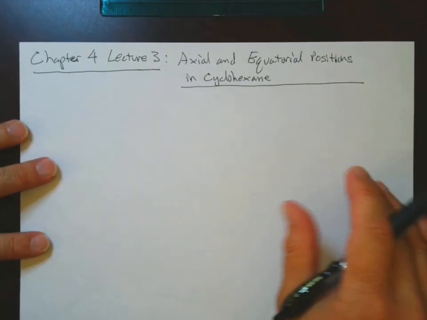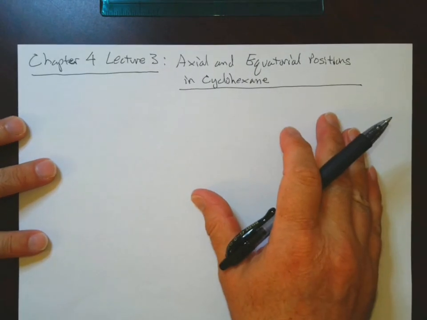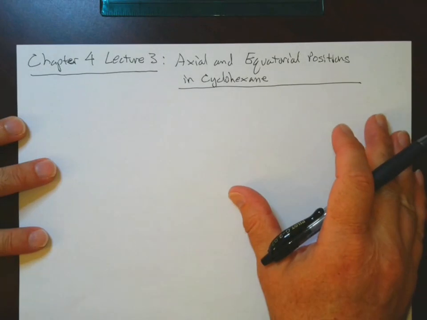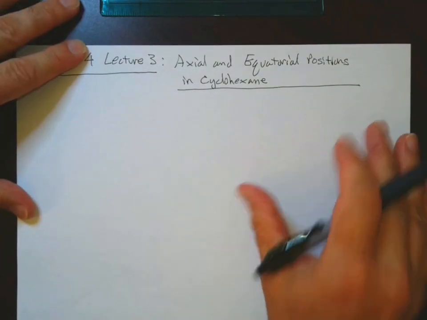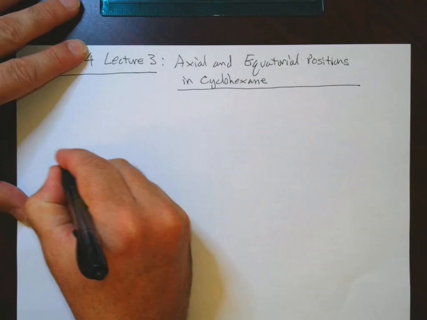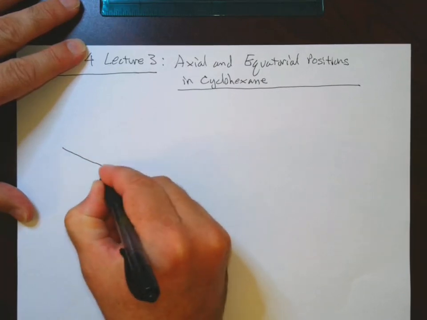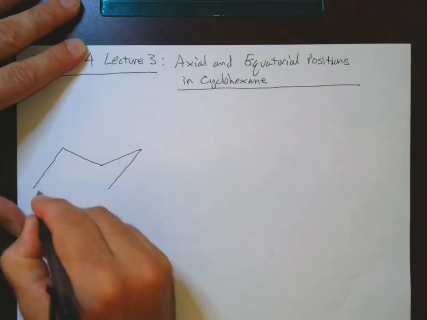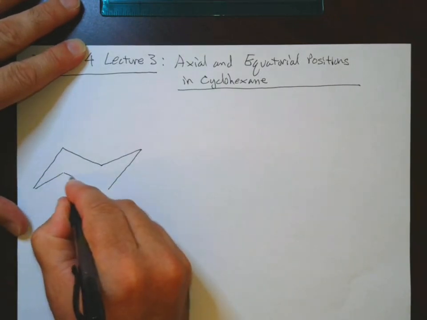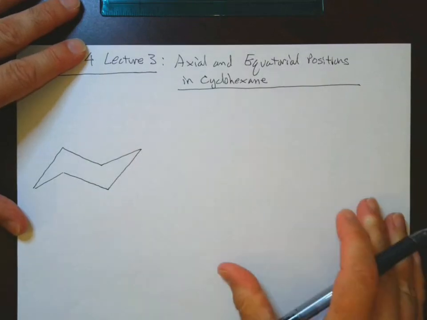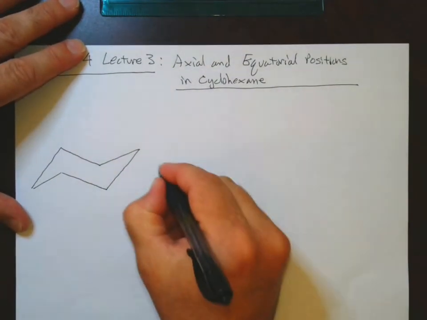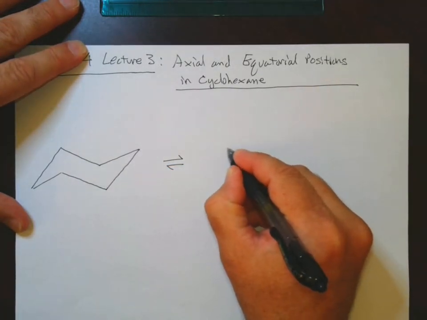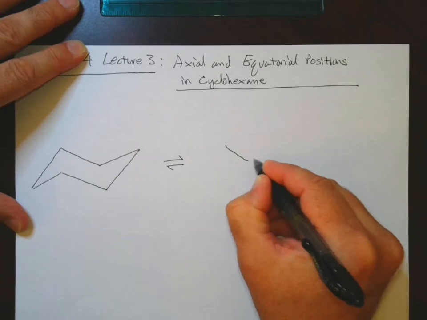Okay, Dr. Pitcher here, and in this lecture in Chapter 4, we'll take a look at axial and equatorial positions in cyclohexane. So let's go ahead and draw a cyclohexane in the chair conformation. There we go. That's not too bad. And then I'm going to also draw the other chair conformation.